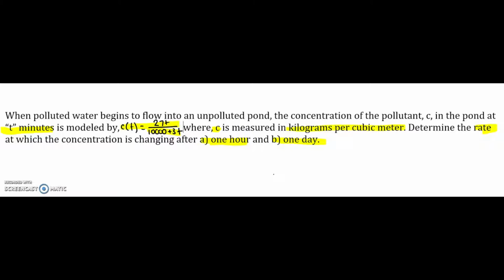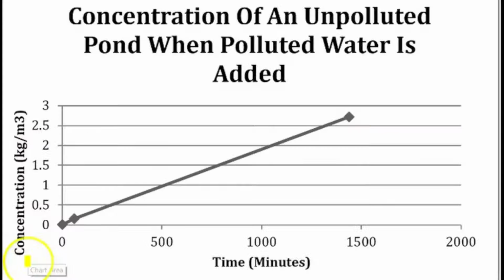Now let's go to our graph so that we can see the big picture. This graph represents the concentration of the unpolluted pond when polluted water is added using the equation given to us. As you can see, the horizontal axis represents the time, and the vertical axis represents the concentration. As time increases, the concentration increases as well. These points represent 1 day and 1 hour. We will want to find the instantaneous rate of change at these points.